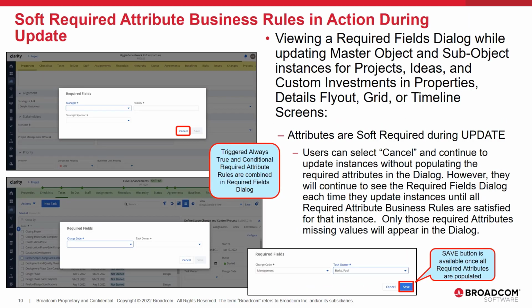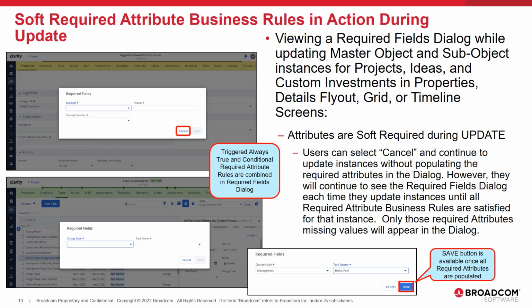Now let's take a look at soft required business rules in action during the update experience. During update, when a user attempts to update the master object or sub-object instances for either projects, ideas, and custom investments, whenever they're in either the properties, the details flyout, the grid, or timeline screens, and they have some required fields that need to be populated, they're going to get this new required fields pop-up.